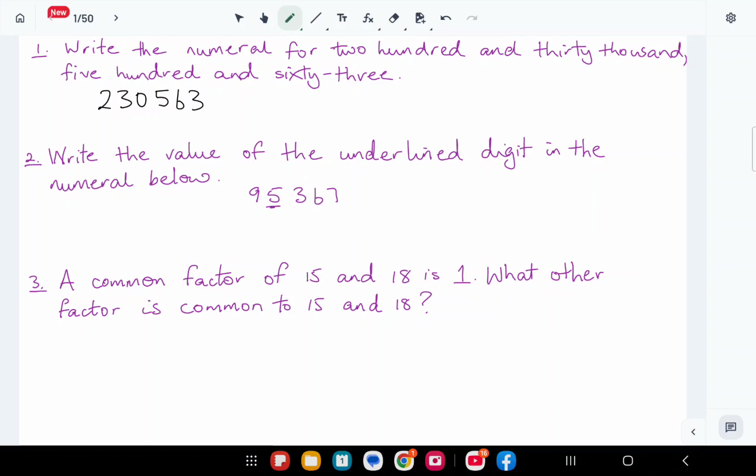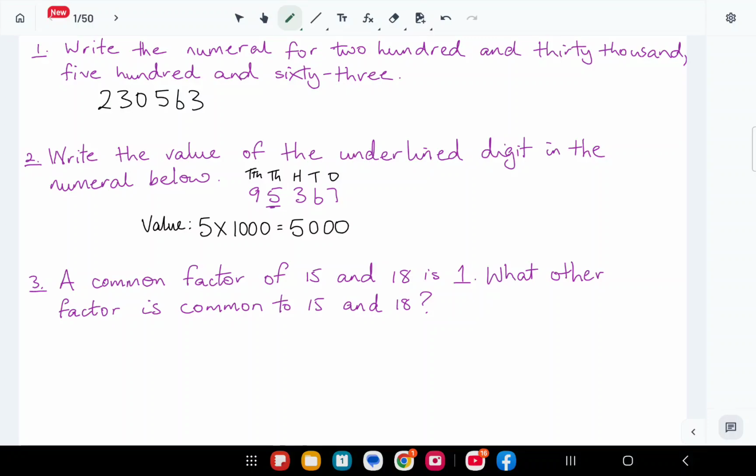Moving on to number 2. Write the value of the underlined digits in the numeral below. Looking at the numeral here, we have ones, tens, hundreds, thousands, tens of thousands. So we want to calculate the value. To calculate the value, we take the digit and multiply it by its place value. In this case it is 1,000. So 5 multiplied by 1,000 is 5,000.